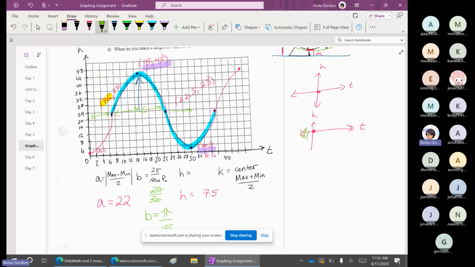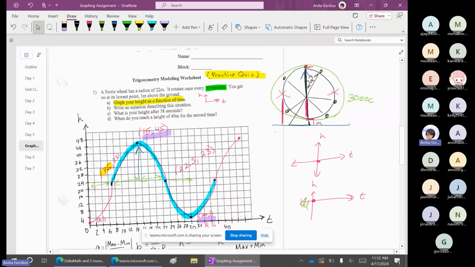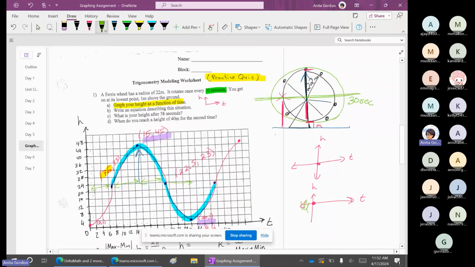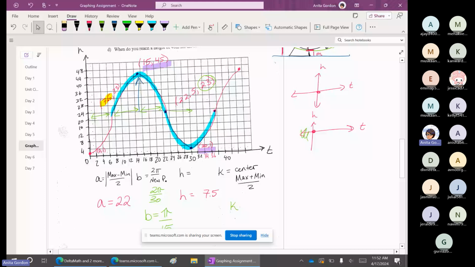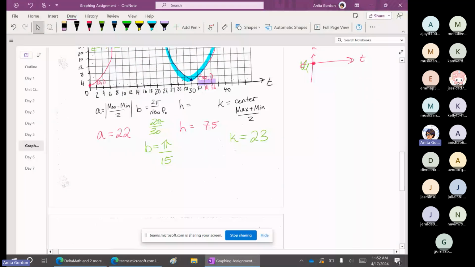And the center of the graph, again, the center of the graph is right here. How high is it off the ground? Which we've talked about already, and you can see here the center point. This is going to be 23 meters. And again, if you did not know that, you can always take 45 plus 1 and divide that by 2. Okay, so the middle of my graph is at a height of 23.